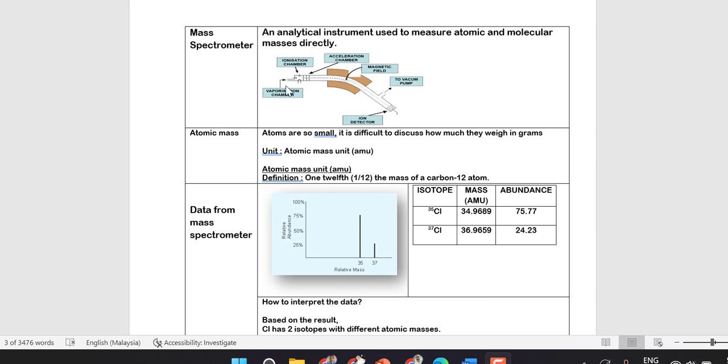Okay, so bila kita letak sampel dekat sini, for example, I put 100% sample of chlorine. So saya letak 100% sample of chlorine. So dia akan vaporize, ionize, dan dia akan accelerate, kemudian dia akan ada magnetic field. So apa yang berlaku adalah chlorine tu dia akan deflected according to the masses.